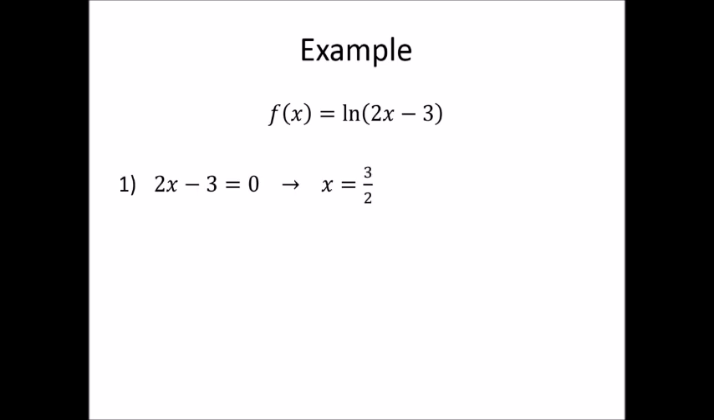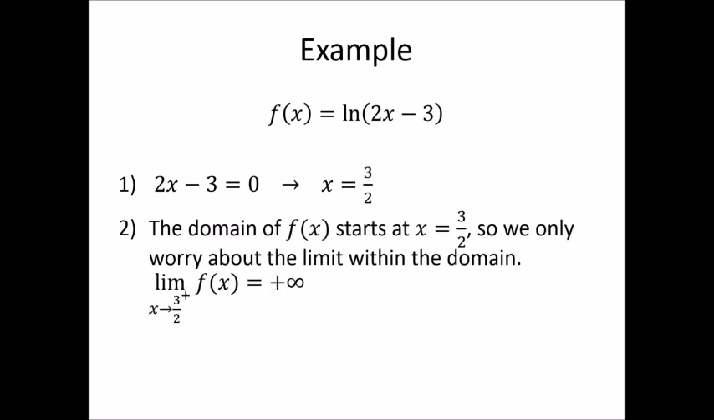All right, so for logarithmic functions, we need to ask when the expression inside of the logarithm is going to be equal to 0. Here we solve, and we get that x is equal to 3/2. Remember that the thing in the logarithm can only be positive, so the domain starts at x equals 3/2 and goes all the way to positive infinity. What that means is that we only need to worry about the limit as we come into the value 3/2 from the positive side of the number line.